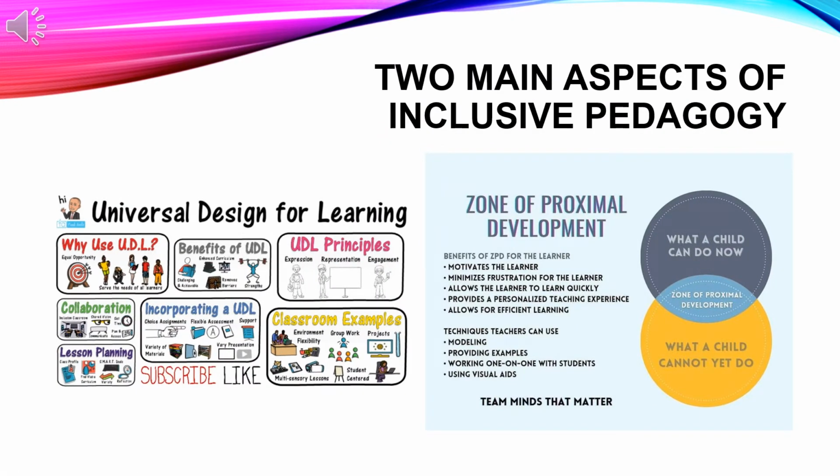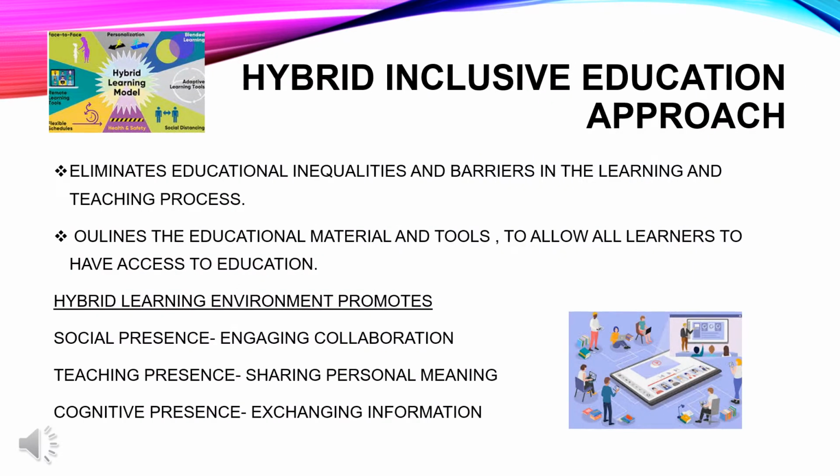There are two main aspects of inclusive pedagogy, which include universal design for learning and zone of proximal development. Hybrid inclusive education approach. It eliminates educational inequalities and barriers in the learning and teaching process. It also outlines the educational material and tools to allow all learners to have access to education.